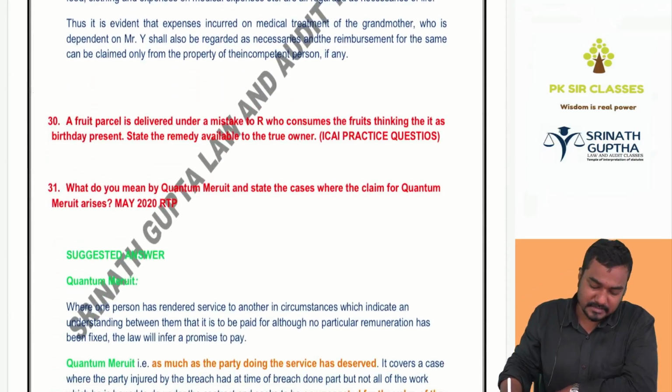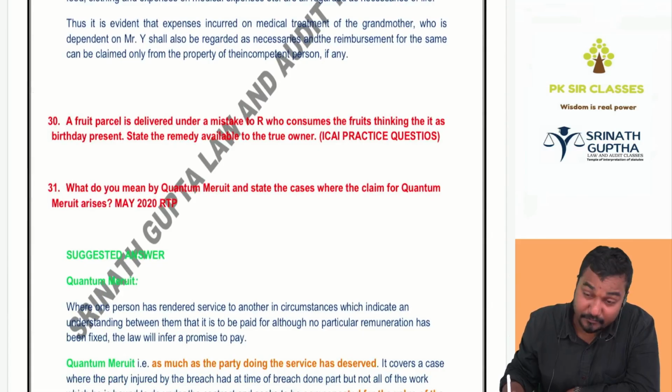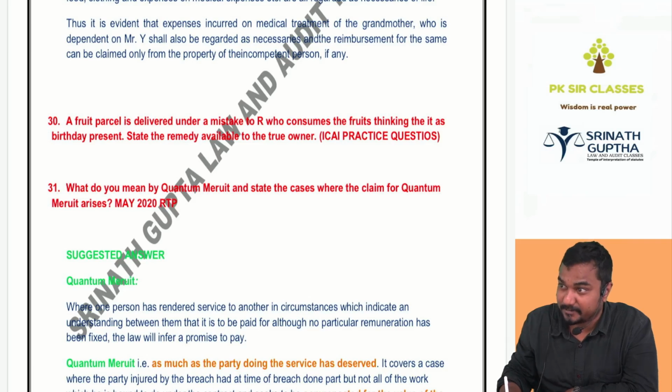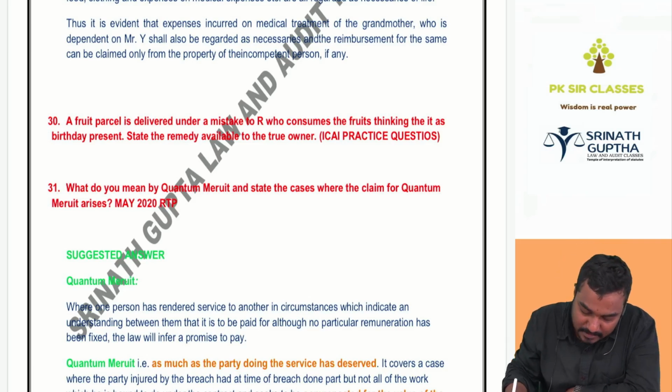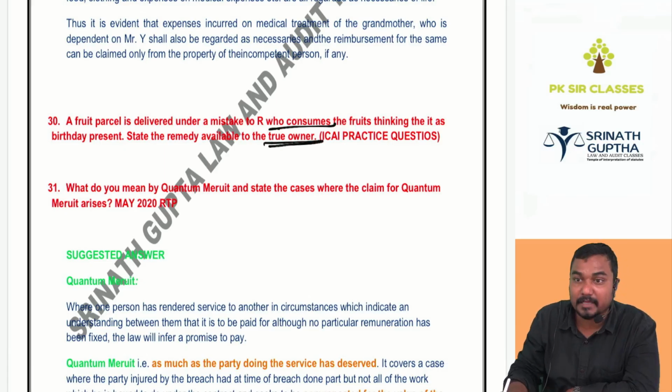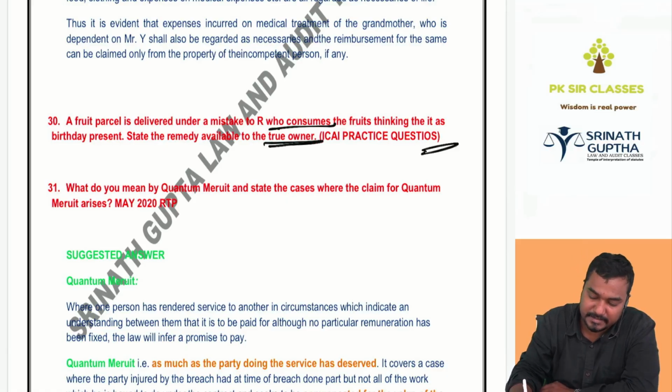A fruit parcel was delivered under a mistake. Fruit parcel, the tiffin example we discussed in the regular lecture. A fruit parcel is delivered under a mistake to R, who consumes the fruits thinking it was a birthday present. State the remedy available to the owner. Can we recover money paid or a thing delivered by mistake? Quasi contract, I say, beta.